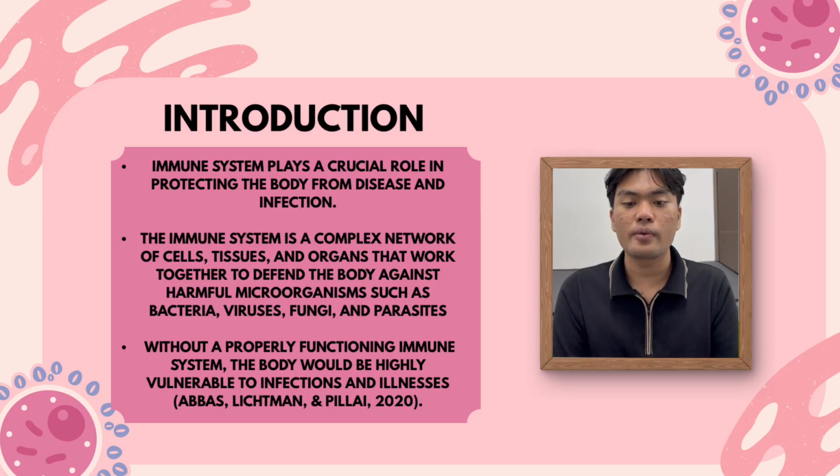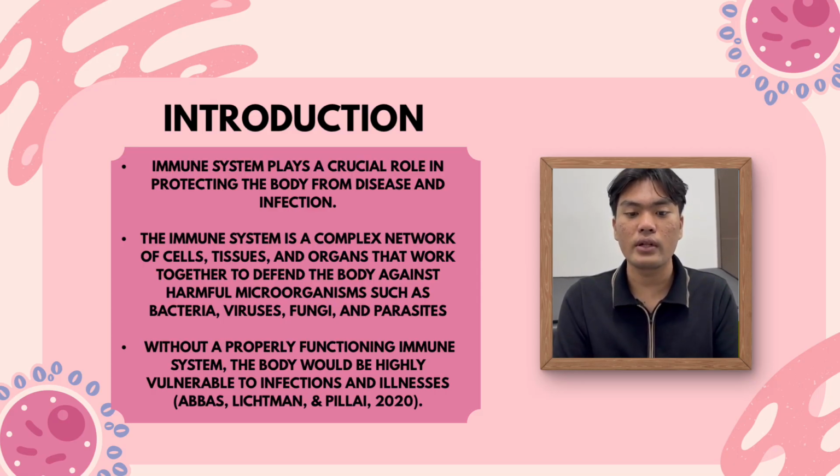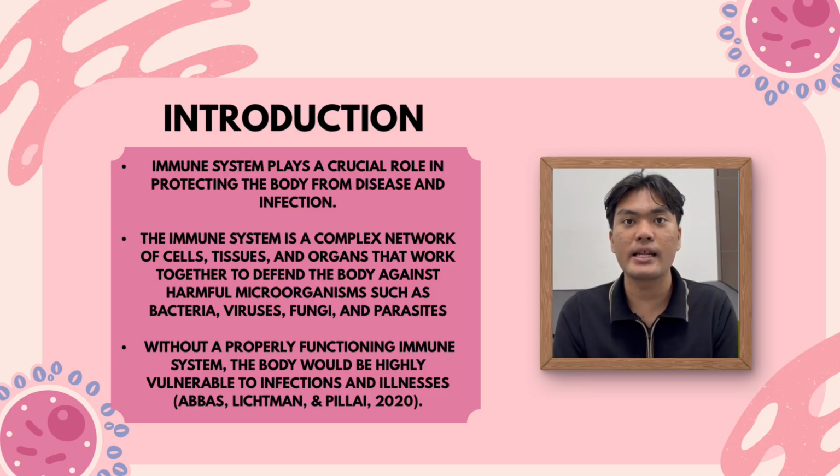In this video, we will be talking about the immune system. The immune system plays a crucial role in protecting the body from disease and infection. The immune system is a complex network of cells, tissues and organs that work together to defend the body against harmful microorganisms such as bacteria and viruses. Without a properly functioning immune system, the body would be highly vulnerable to infections and illnesses.